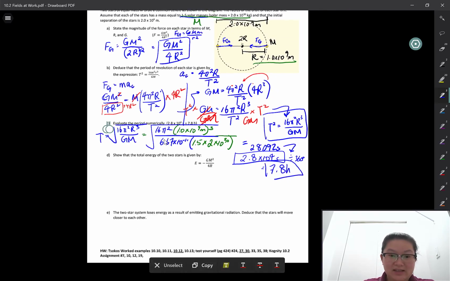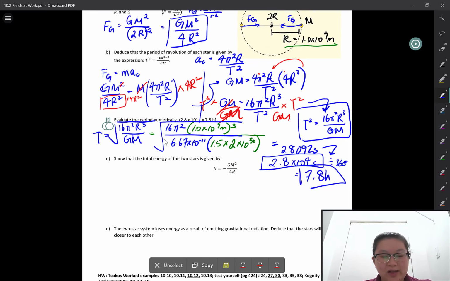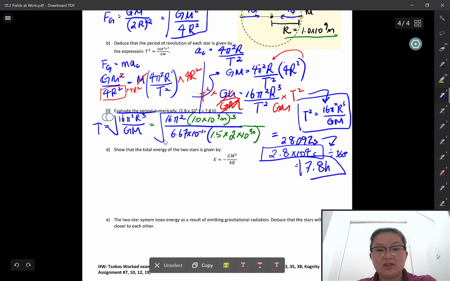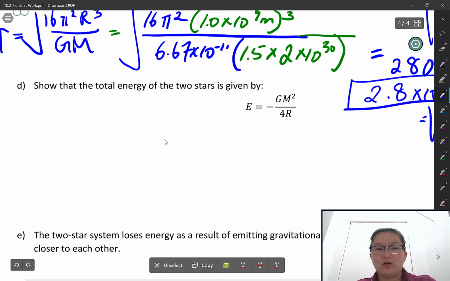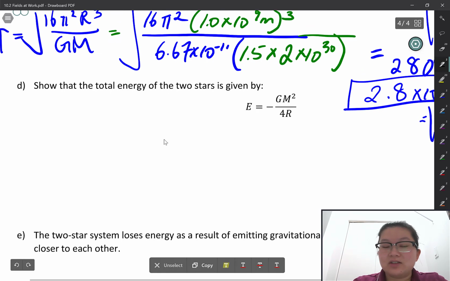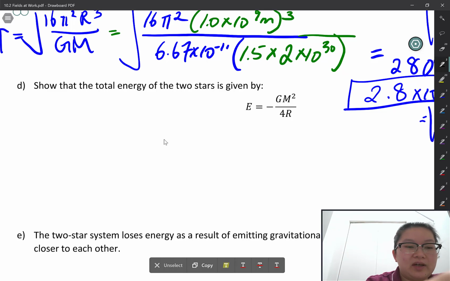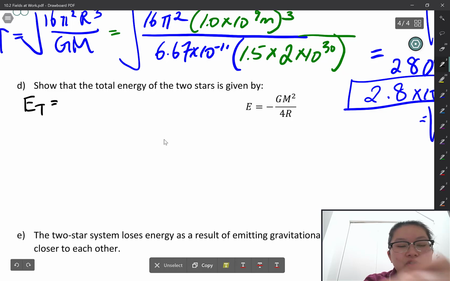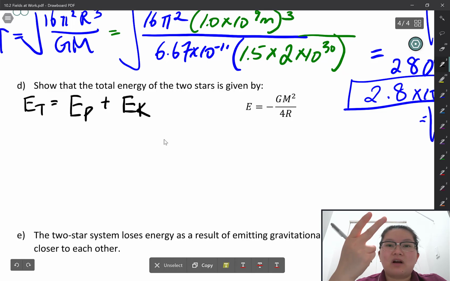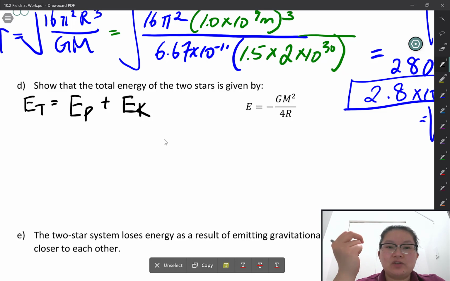We're not done yet. We still have to show that the total energy is given by that in the two-star system. Okay, so we still have some work to do. We're almost there, guys. Total energy of the two stars is given by the following. Okay, so we want to show that. We know that the total energy of two stars is the sum of its gravitational potential energy plus the sum of its kinetic energies. We have two stars, so there's going to be two kinetic energies.